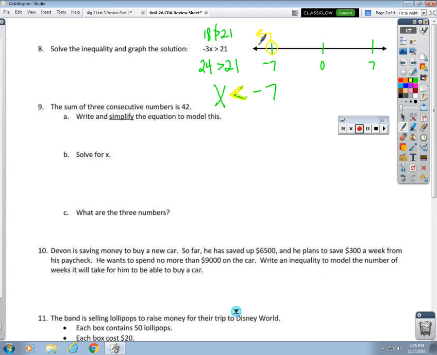Now that only works, being able to read this sign only works when what? When the variable's on the left. Like had it been written like this, you wouldn't go right just because that sign's pointing right. You would actually do the opposite way. You would go left because x is on the wrong side. But when x is on the left side of the problem, just go the way the sign's pointing.